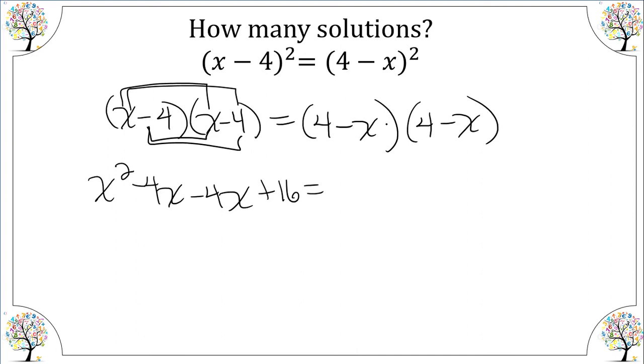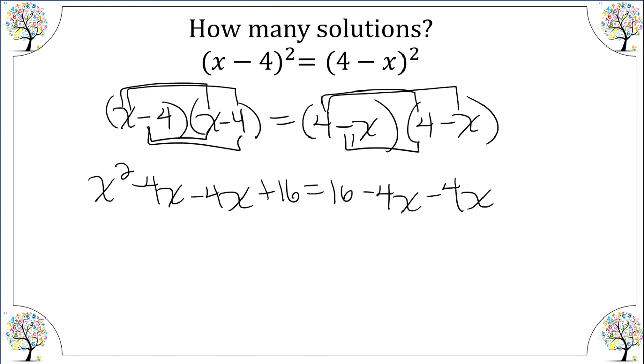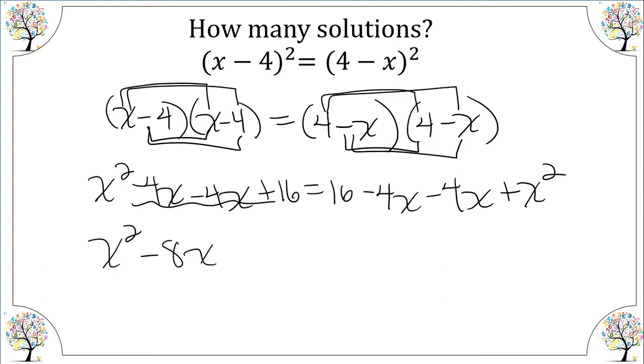Let's distribute on the right side. Let's start with the 4. We get 16 minus 4x. Now let's distribute the negative x. We get negative 4x and positive x squared. So let's combine. So we have negative 8x plus 16. I'm going to write this in standard form, meaning let's put the x squared first, combine the middles.